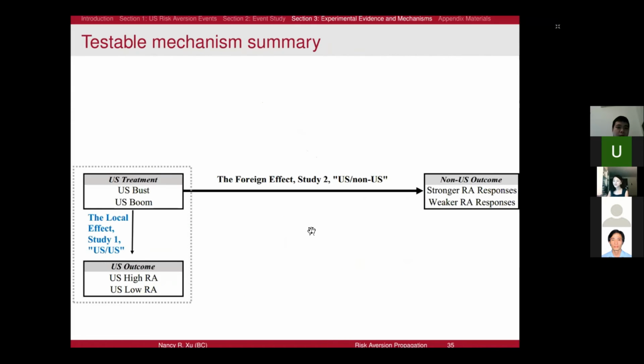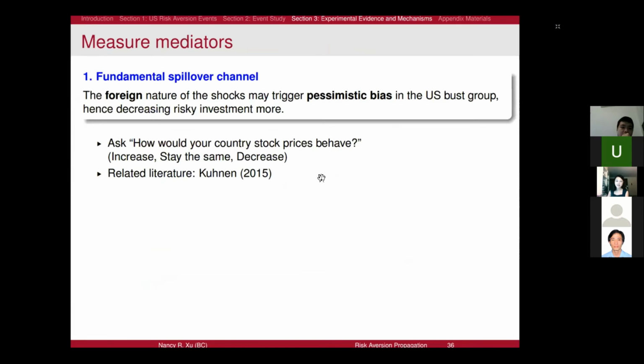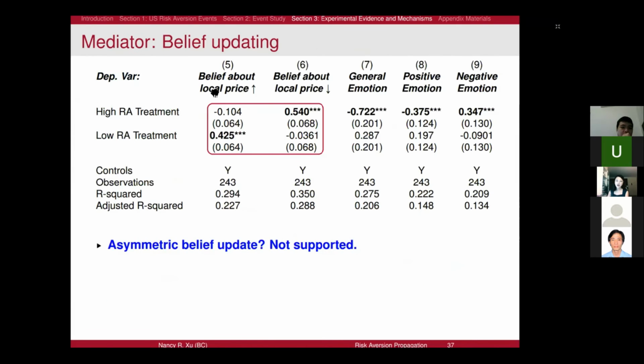Now in the remaining 2 minutes, you have seen this plot. These are our rationales for what might be driving the asymmetric results we're picking up. One of them is that the foreign nature of the shocks may trigger more local pessimistic bias. The other one is about the direct influence from emotions. We do not find strong evidence of the first because it's quite symmetric.